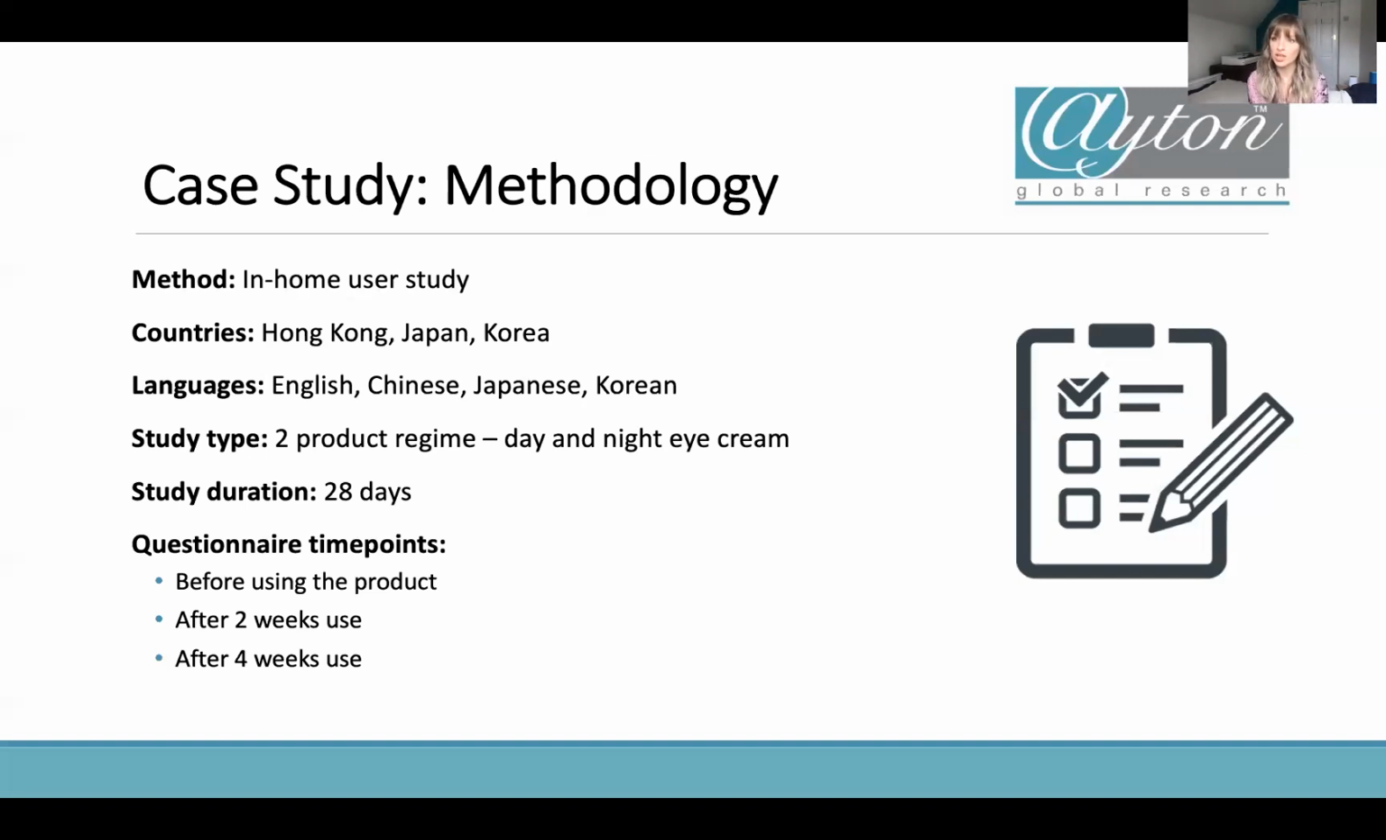We had to think about some questionnaire time points as well. So we had some feedback before they used the product. So what's their general skin like already? Then we had some time point check-ins at 2 weeks and 4 weeks use. Great thing about in-home consumer studies is they have online surveys. So we're completely open in terms of when we can ask questionnaires. It can be at any time point.